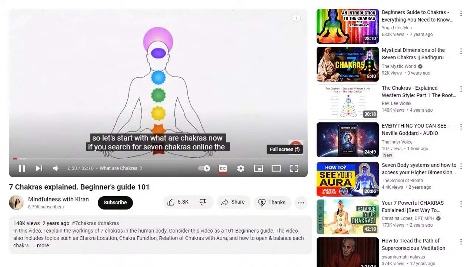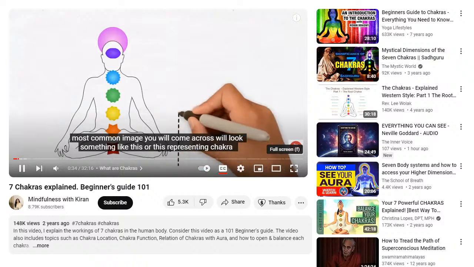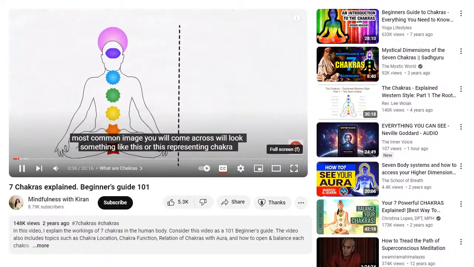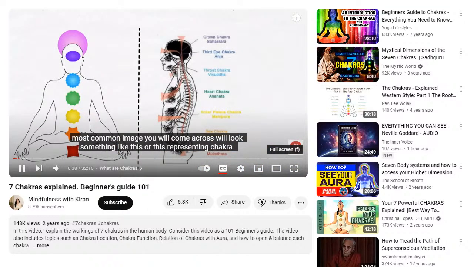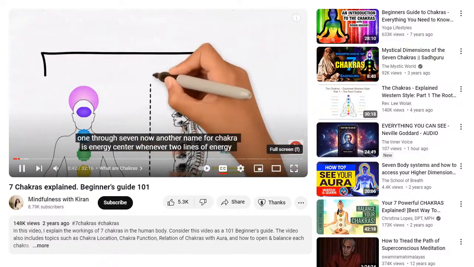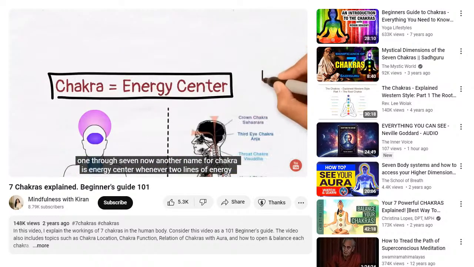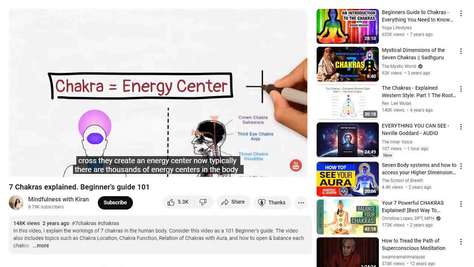Now, if you search for 7 chakras online, the most common image you will come across will look something like this, or this, representing chakra 1 through 7. Now, another name for chakra is energy center. Whenever 2 lines of energy cross, they create an energy center. Now, typically, there are thousands of energy centers in the body.